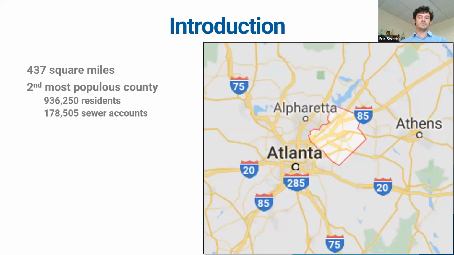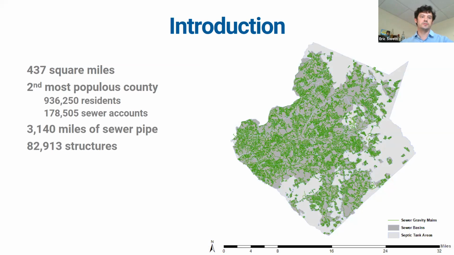So I'll be talking about Gwinnett County, Georgia. We're right outside of Metro Atlanta. 437 square miles. It's fairly large and very populated, the second most populated county in the state. And we have approximately 178,000 sewer connections in our system. The system is quite large with over 3,000 miles of pipe.